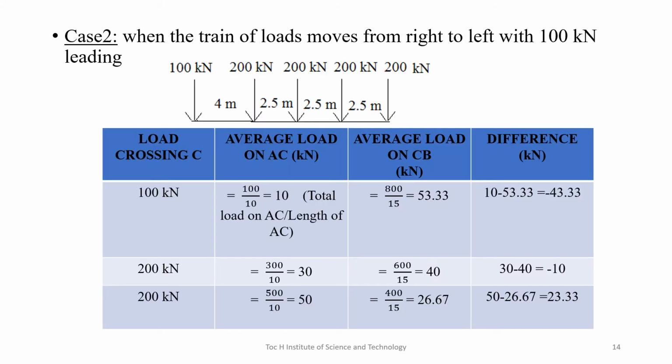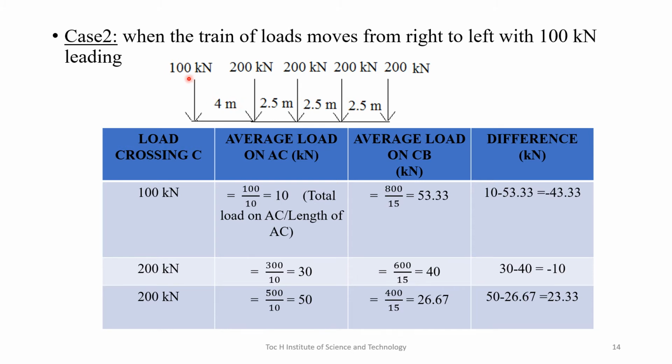Now consider the train of loads moving from right to left with the 100 kilonewton load leading. So we have to redraw the series of loads figure with the 100 kilonewton load leading, and the distance between 100 and 200 is 4 meters. The distance remains the same.